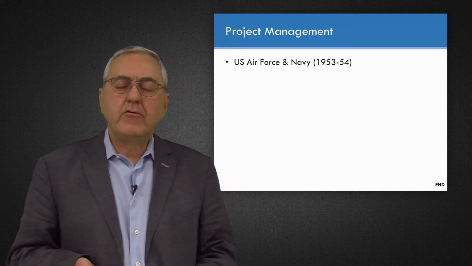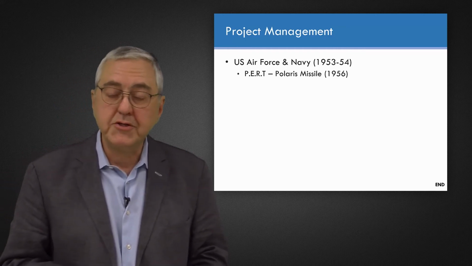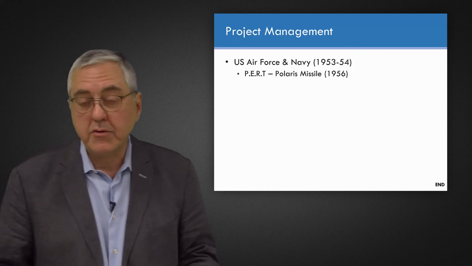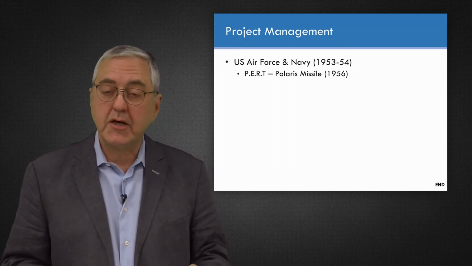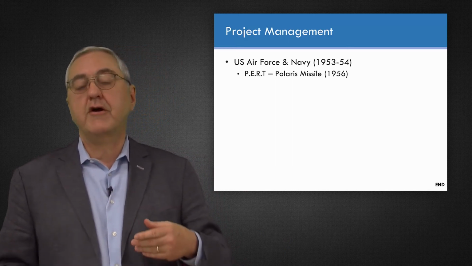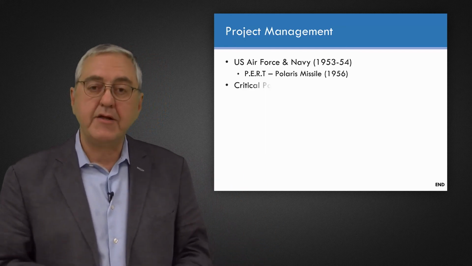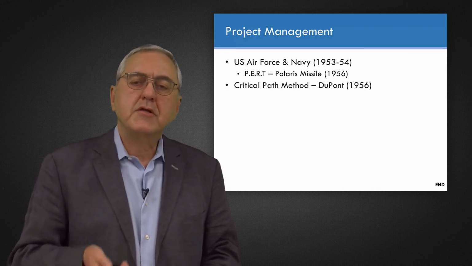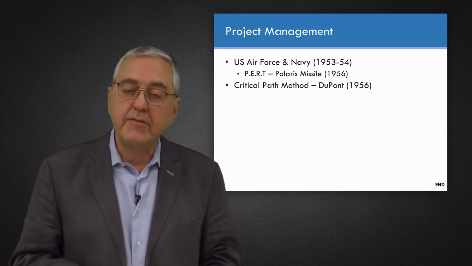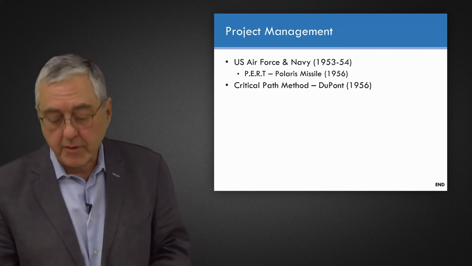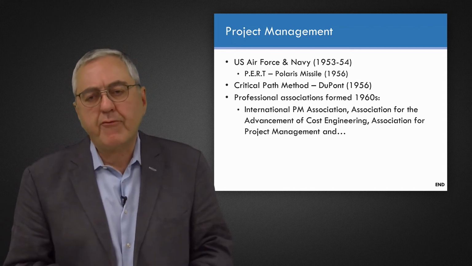So the United States Air Force, also the United States Navy in the 1950s, one prominent project was the Polaris missile project. On the downside, it no doubt promoted the growth of the Cold War. But we can also credit the Polaris missile project as being a very early user of project risk management and of program evaluation and review technique. That was 1956. I mentioned process plants. DuPont Chemical, they pioneered the use of the critical path method that is used very prominently today in projects. That too was 1956. Professional associations were formed in the 1960s.